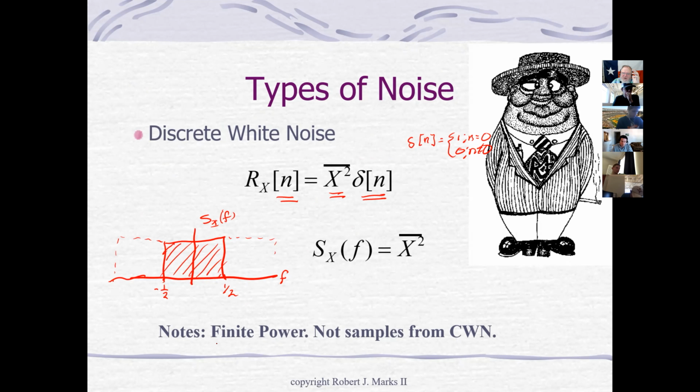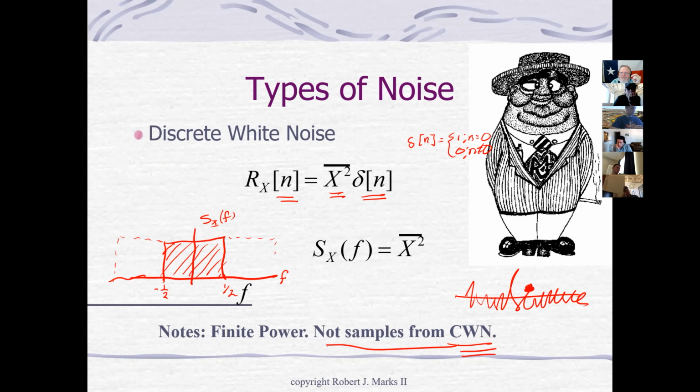And as a result, you cannot sample continuous white noise and get discrete white noise. You think you might be able to, but if you sample this white noise, the autocorrelation is a Dirac delta. And you cannot sample this continuous white noise and get discrete white noise.